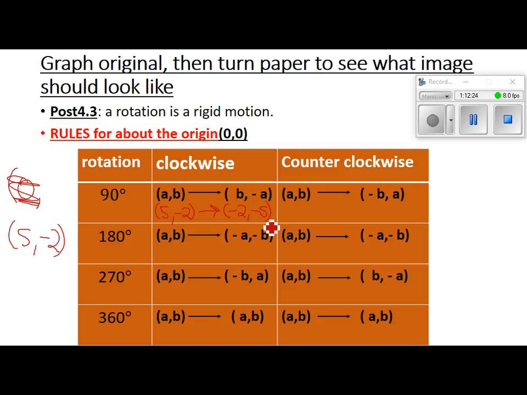Because when you switch the two around, the A that goes to the second spot is the opposite of what it started to be, but it was already negative. But the B, did it change signs? No, it stayed the same. What if we wanted to do that same point counterclockwise 90 degrees? What's it going to go to? Say it again.